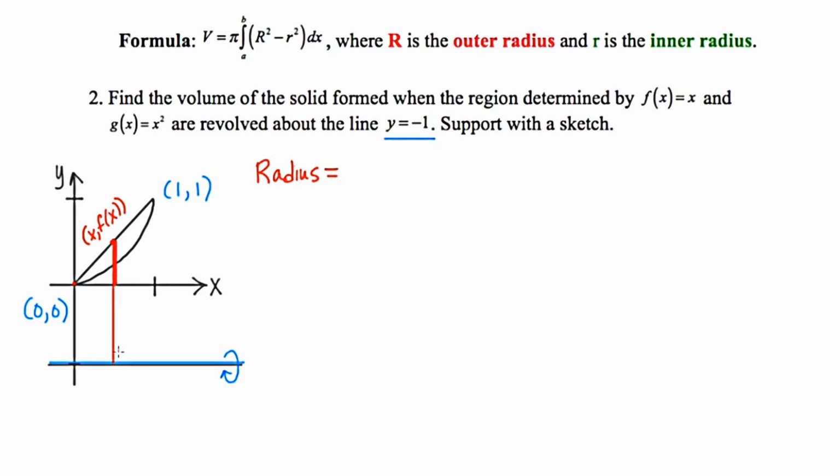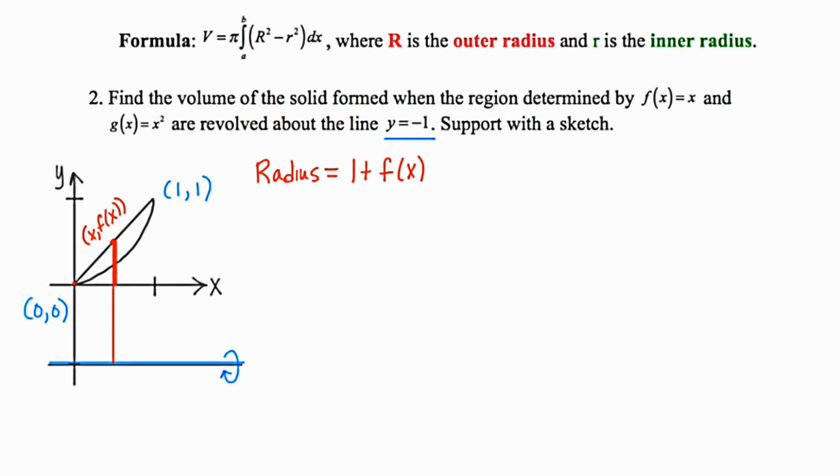But if I start way down here on the axis of revolution, we have to add 1 to that. So it's going to be 1 unit from here to here, and then on top of that 1, we're going to add on f of x. So our outer radius is 1 plus f of x. Now let's figure out the inner radius.